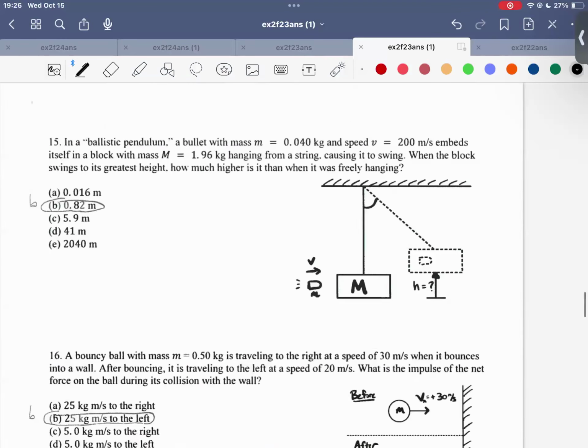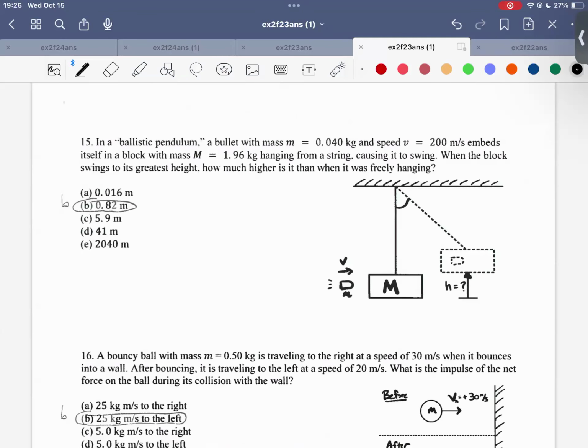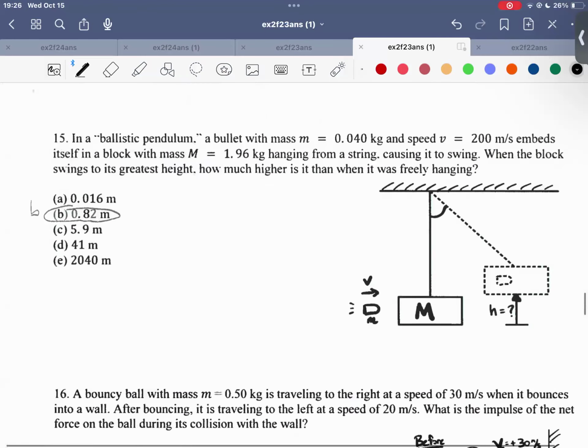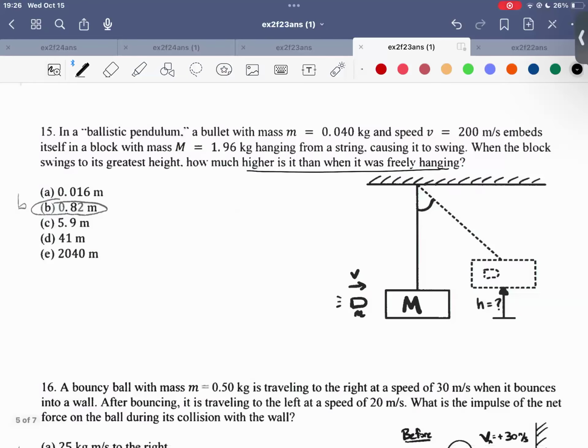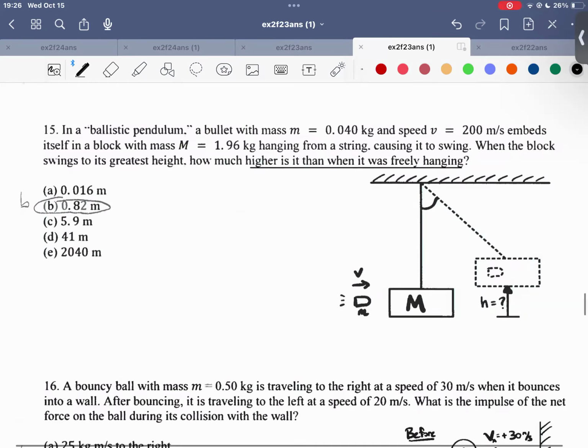So again, 15. Like I said, these bullet questions are pretty common, pretty popular. This one just combines energy and momentum together. So how much higher is it? This is going to be our energy portion, right? So this is energy and momentum.